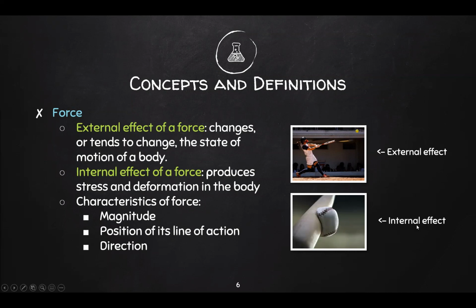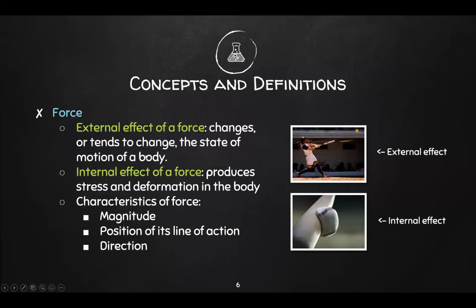In general, external effects of forces are considered in engineering mechanics, while internal effects are in strength of materials. Okay? We are mechanics, therefore, we're focusing on the external effect of a force. In your succeeding courses, we'll talk about strength of materials. Okay? Especially in your MEC32, that's your strength of materials. For now, we're focusing on the external effect of a force.